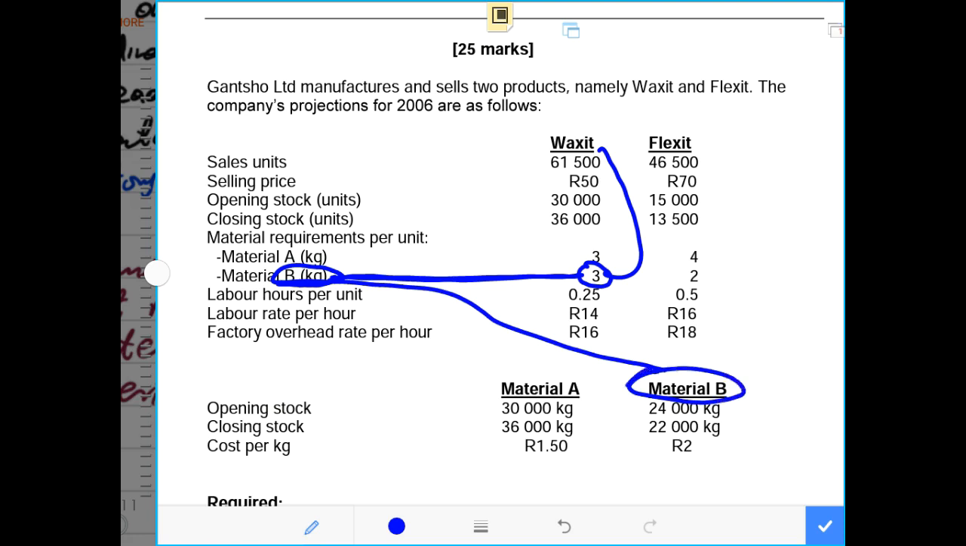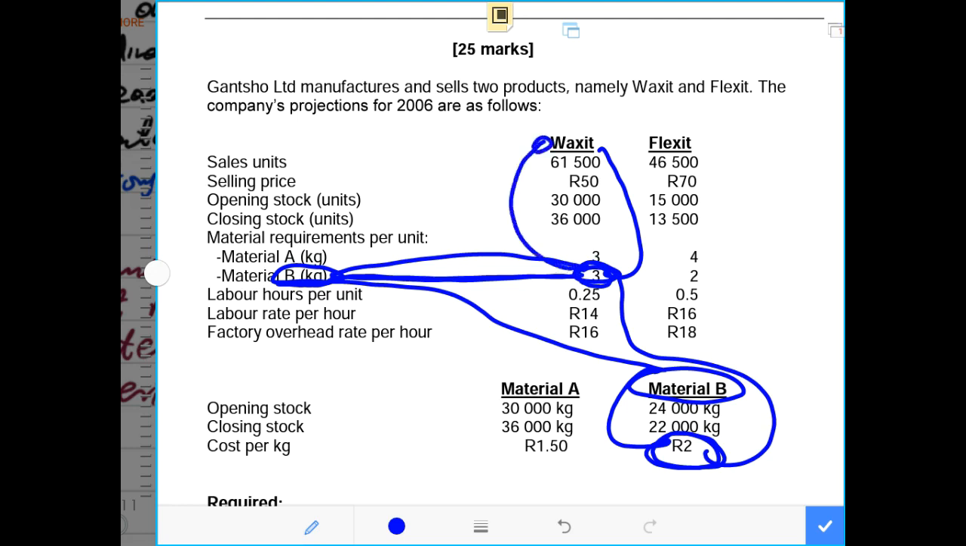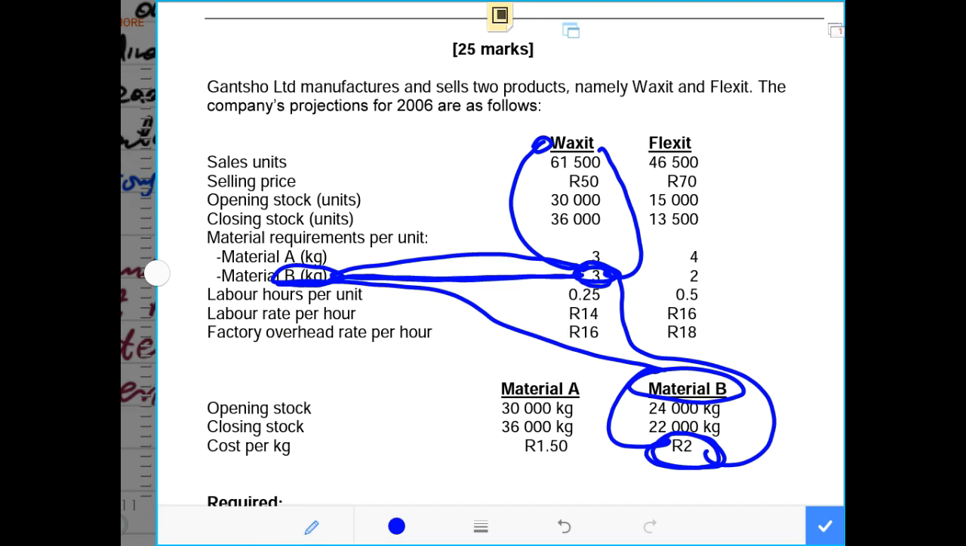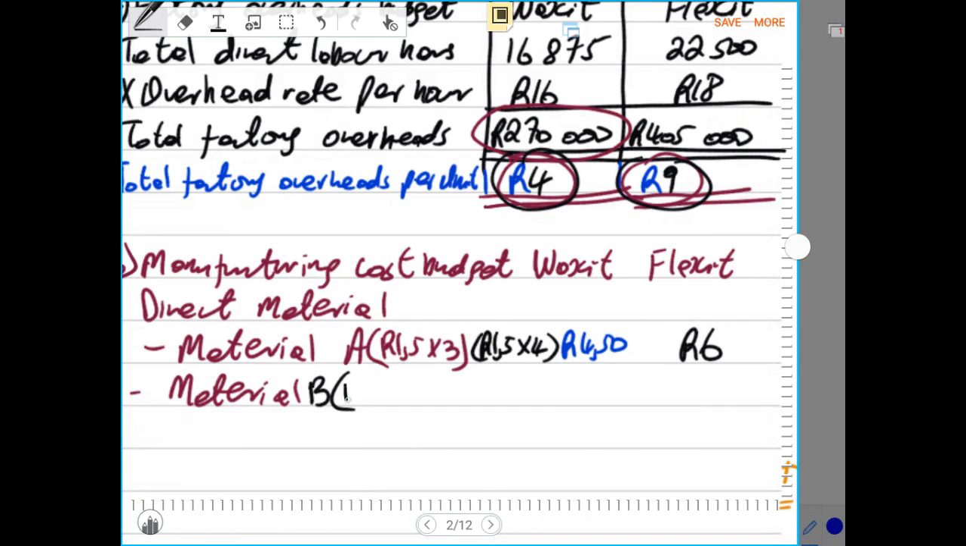Material B cost us 2 rand to buy from the supplier. So now the cost of material B is 2 rand, and we need 3 kgs of material B in order to produce a product worksheet. That is why we have to say 3 kgs, multiply that by 2 rand, and that will give us 6 rand, and that 6 rand will be allocated to product worksheet.